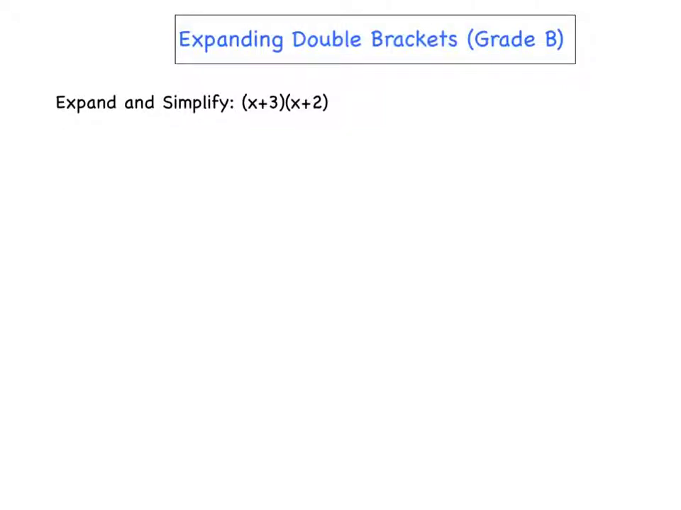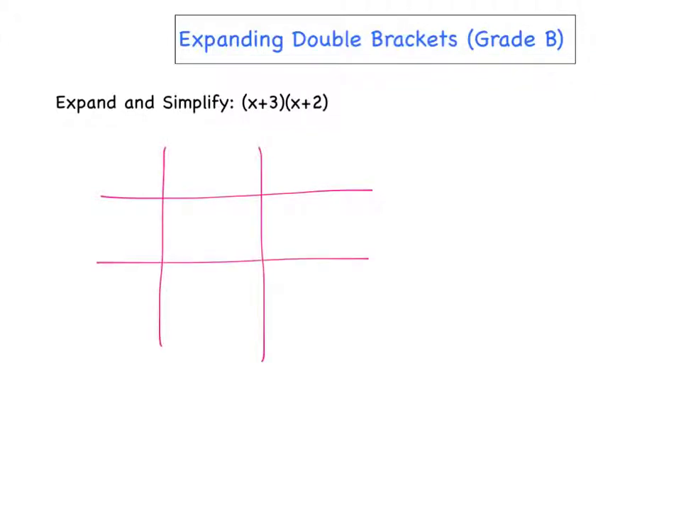To expand and simplify a set of double brackets, I need to know the contents of my first bracket are multiplied by the contents of my second bracket. To do this, I'm going to use a multiplication grid. Along the top, I'm going to put the contents of the first bracket, that's x and positive 3. Along the side, I'll put the contents of my second bracket, x and positive 2.